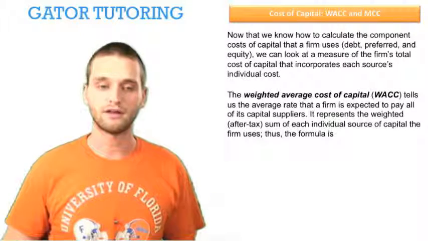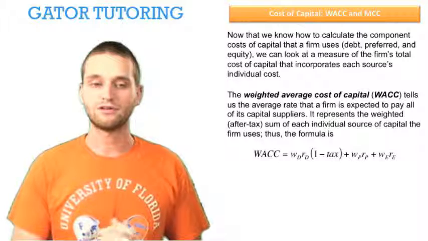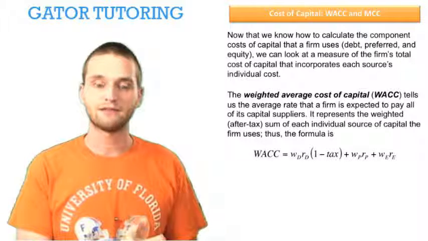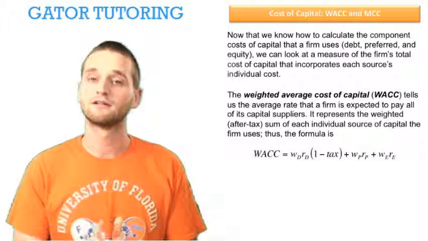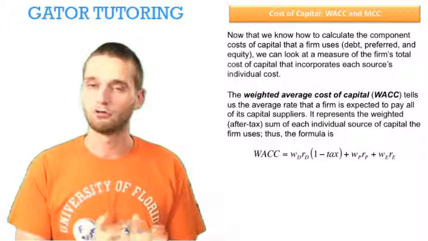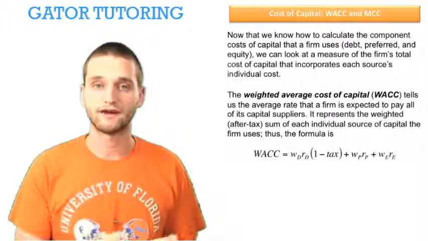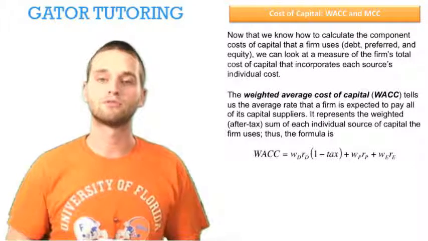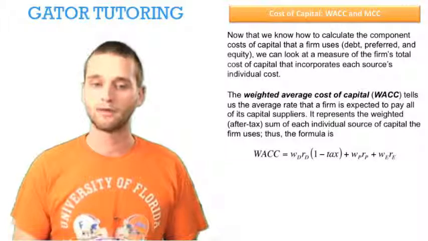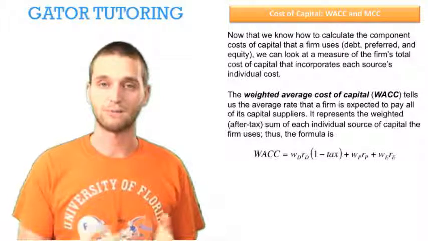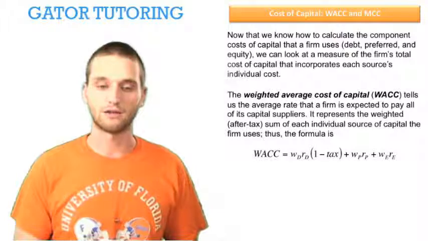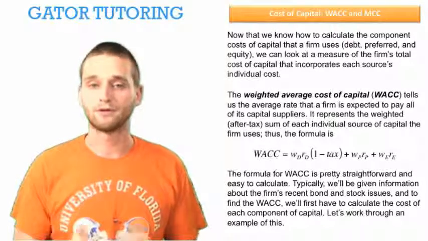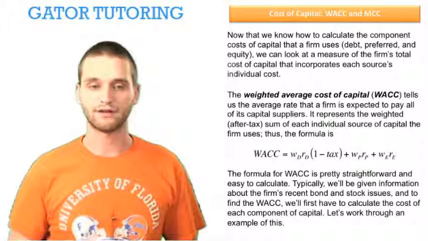Thus, the formula is WACC, the weighted average cost of capital, equals the weight of debt times the rate of return on debt times 1 minus the tax rate, remember because of the tax shelter that debt financing creates, plus the weight of preferred times the rate of return of preferred, plus the weight of equity, common stock, times the rate of return on equity. The formula for weighted average cost of capital is pretty straightforward and easy to calculate.